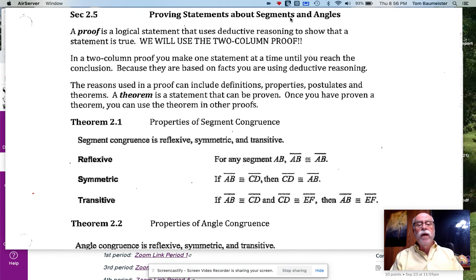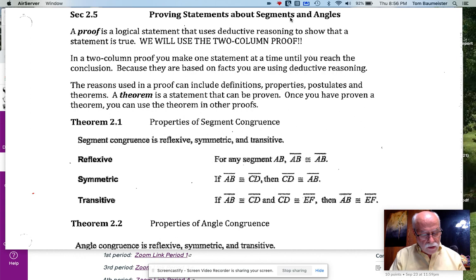The first theorem we've had is Theorem 2.1, which is properties of segment congruence. Segment congruence is reflexive, symmetric, and transitive. We learned all of those yesterday. For any segment, what it is saying is line segment AB is congruent to line segment AB. Yesterday we learned that their measures were equal. Now we can state that the segments are congruent.